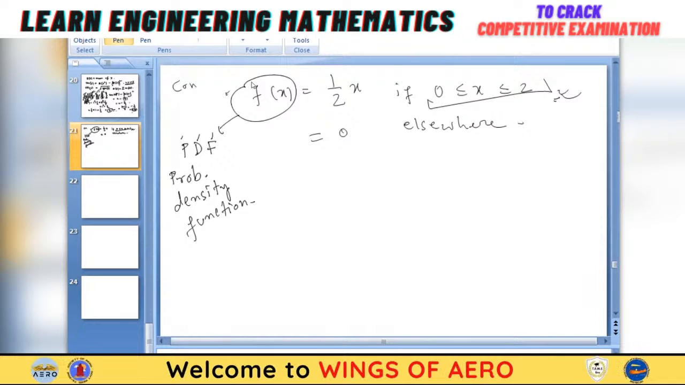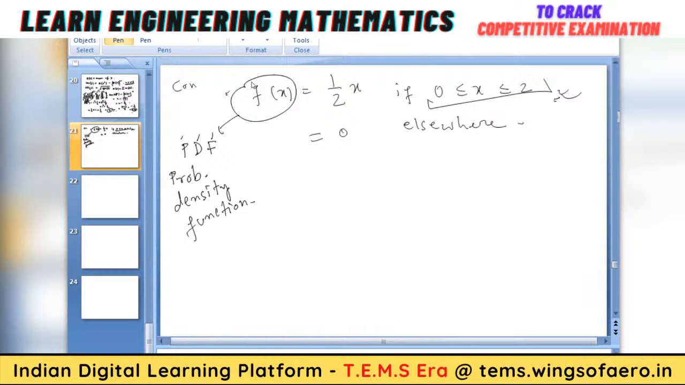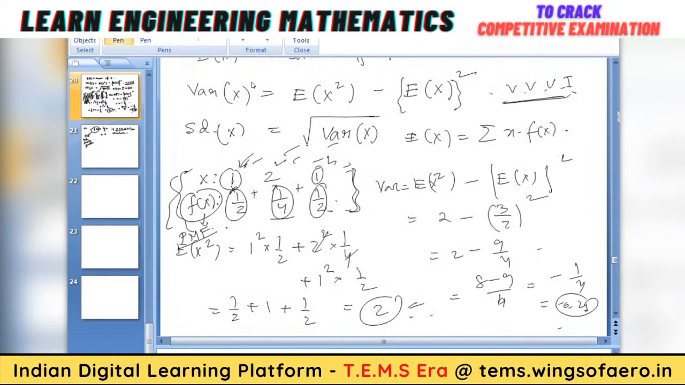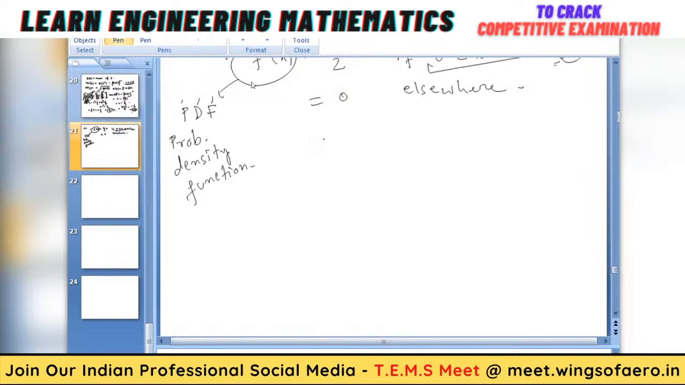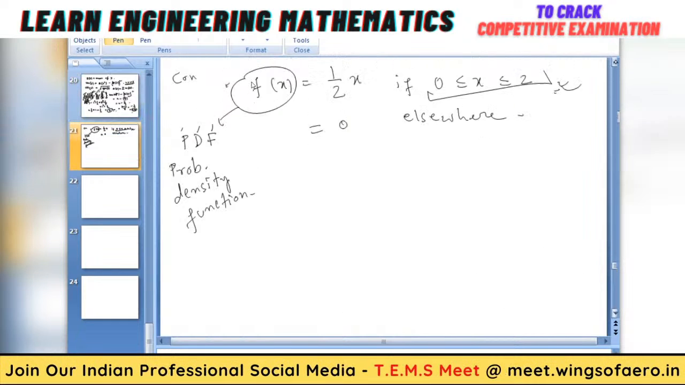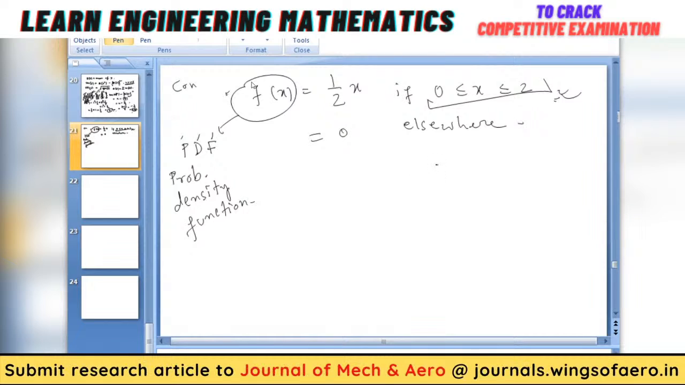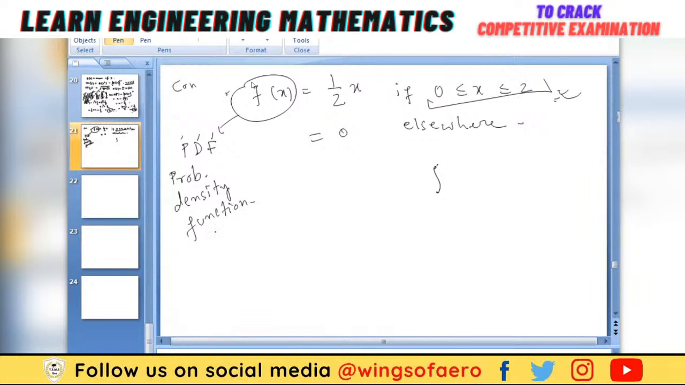Okay. In the first case, we have learned expectation as the summation of x into f(x). In this case, the summation sign will be deleted, and we will use the integration sign instead of summation.